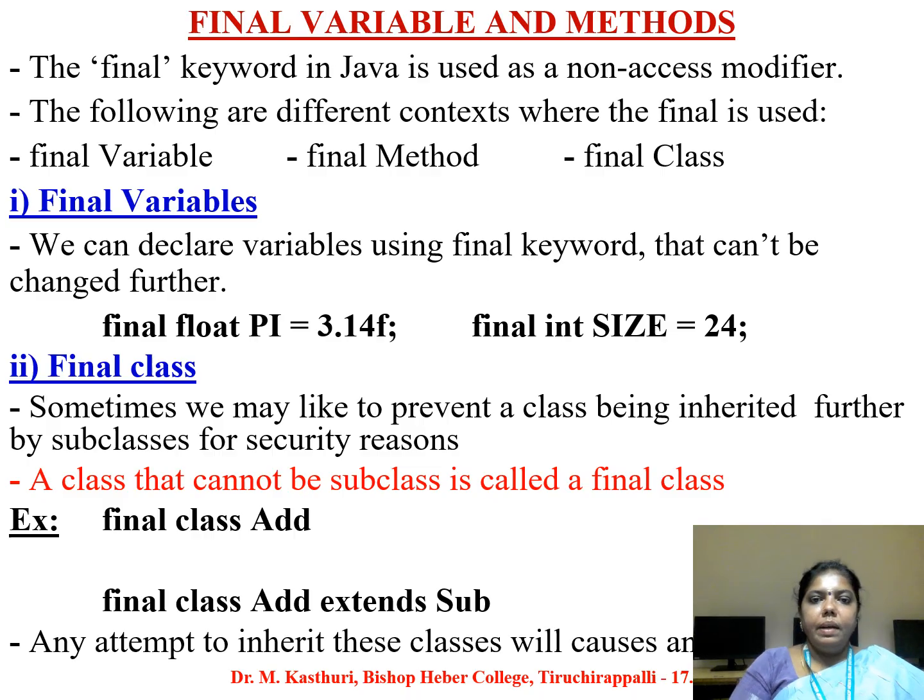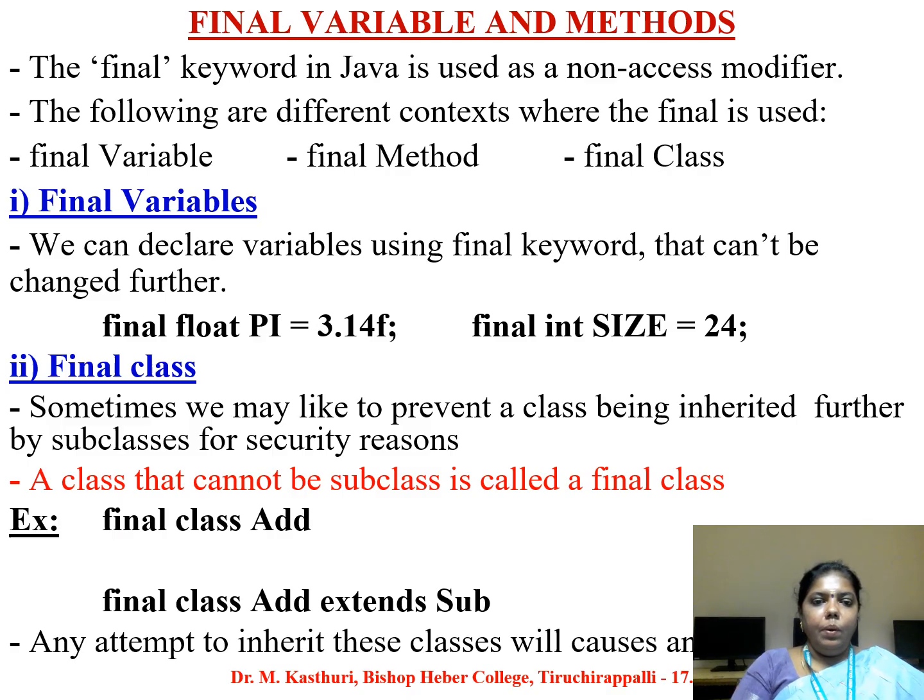Next concept is final variables and methods. The final keyword in Java is used as a non-access modifier. The following are different contexts where final is used. We can create a final variable, we can create a final method, as well as we can create a final class.